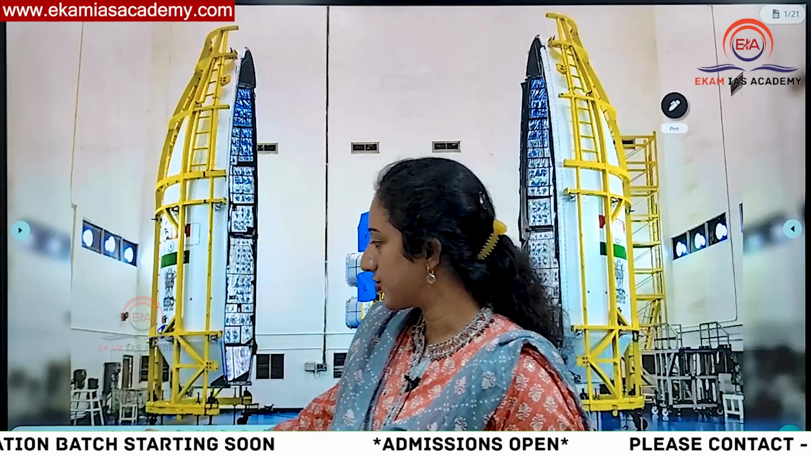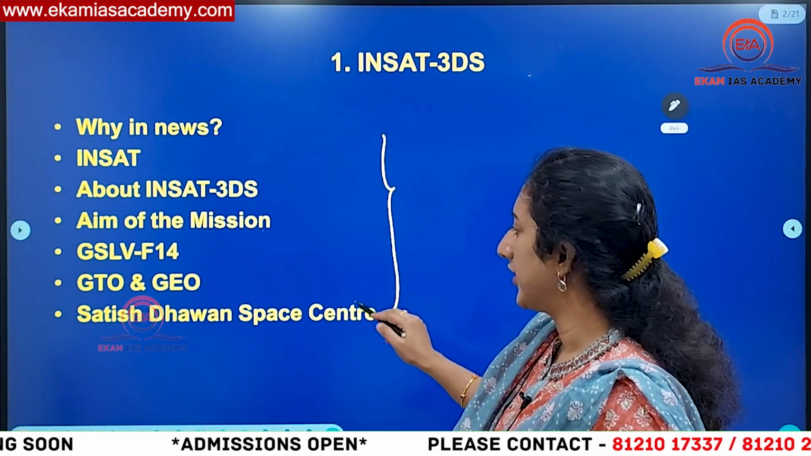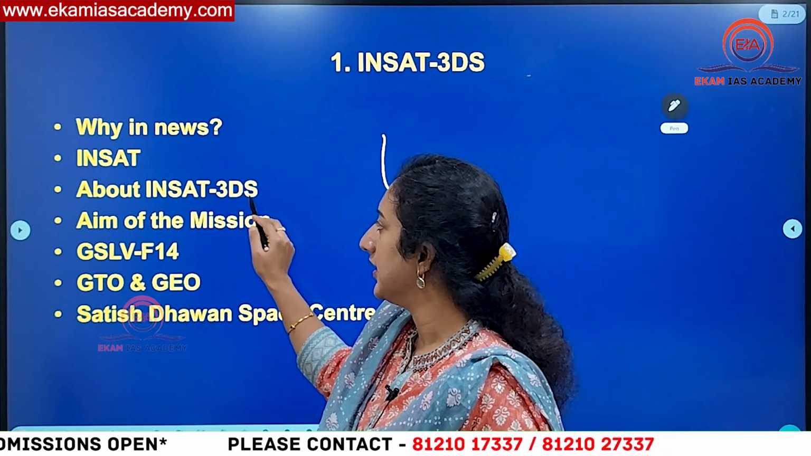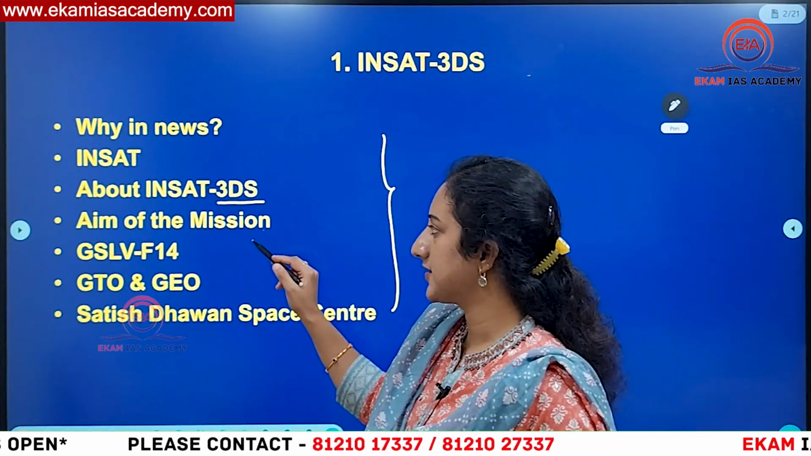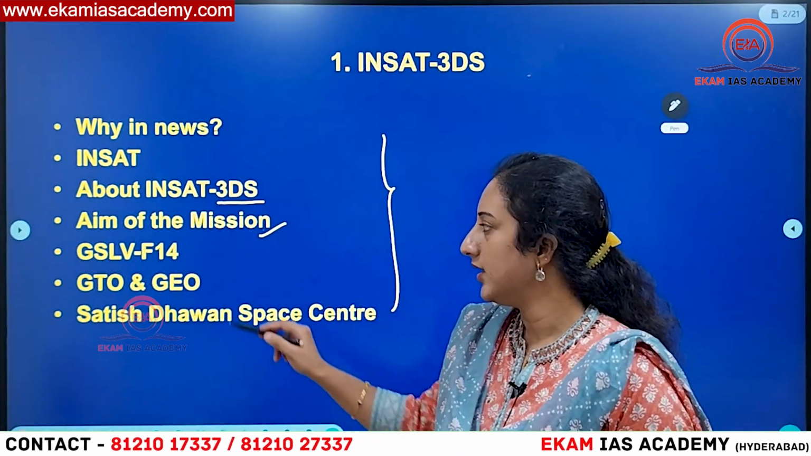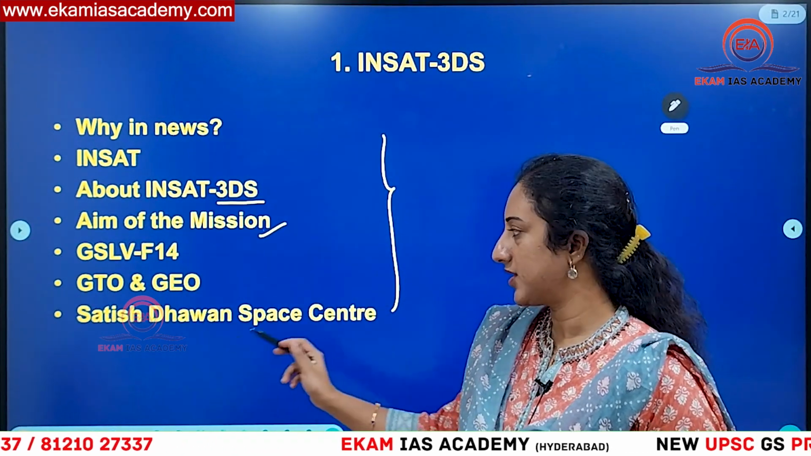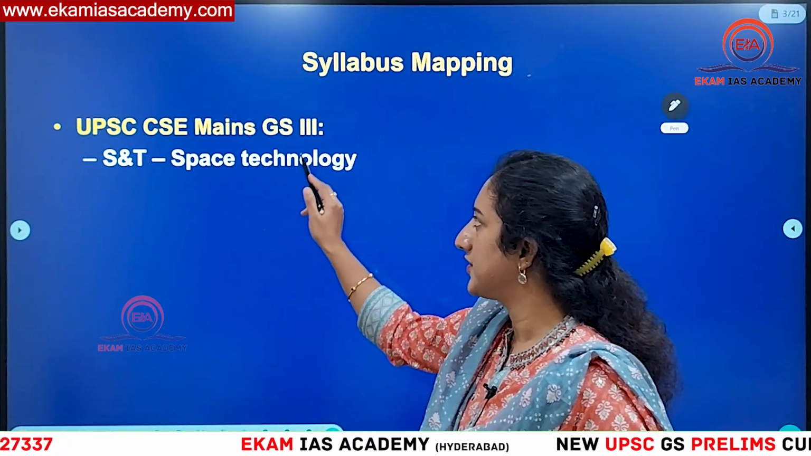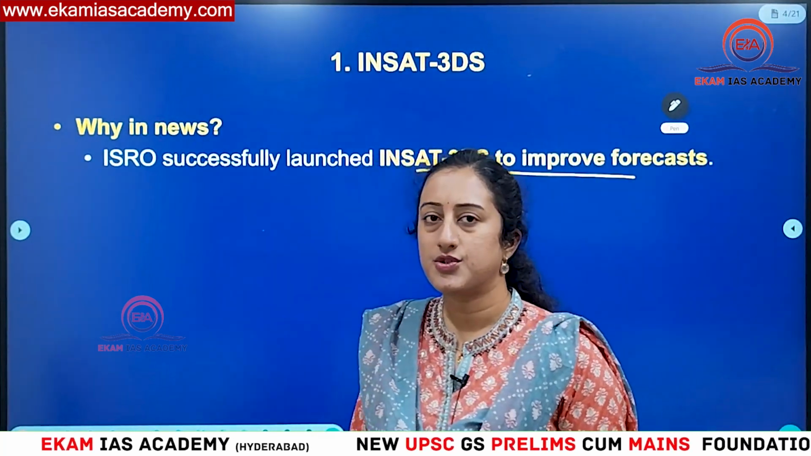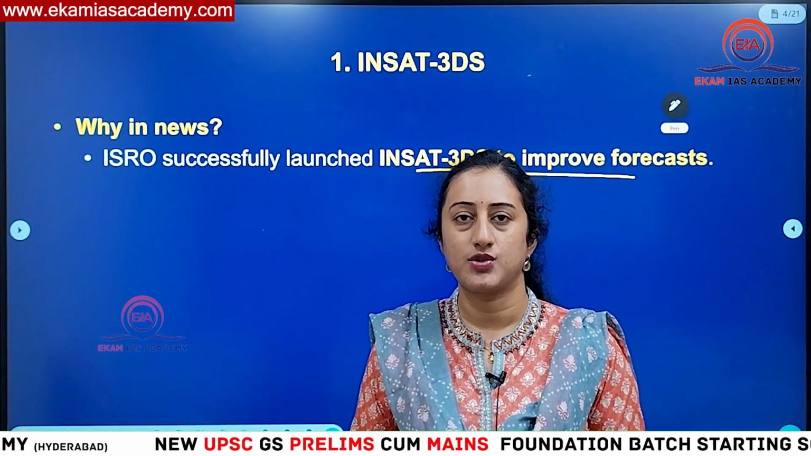So here you can see the image of the INSAT-3DS satellite. These are the video components we are going to discuss as part of this video. The INSAT series we are going to discuss, and this is the third one in the INSAT series, 3DS, the current launch. What is the aim of the mission? GSLV F14, this is a launch vehicle. Then we will understand the difference between GTO orbit and GEO orbit, and also we'll know some facts about Satish Dhawan Space Center. So this forms part of GS paper 3 under science and technology, and especially under space technology. So ISRO is going to launch today the INSAT-3DS series of weather forecast satellites or communication satellite.